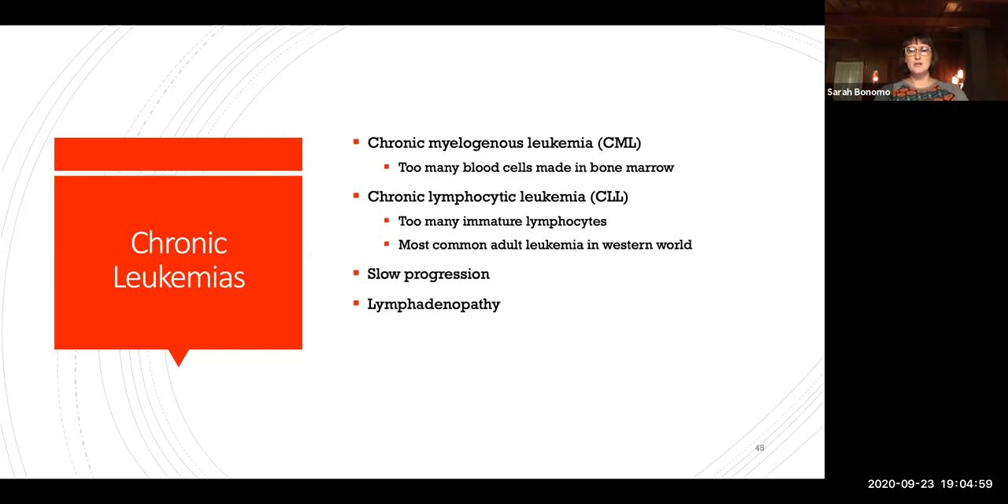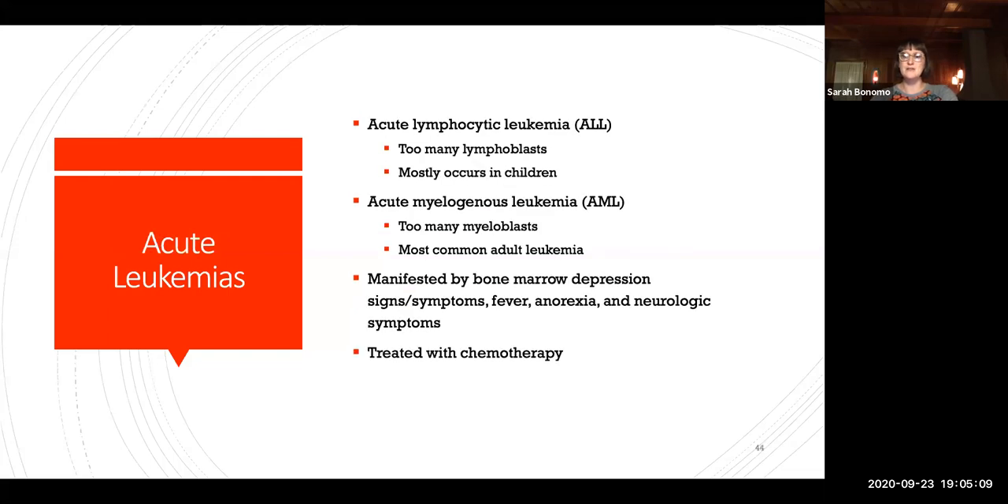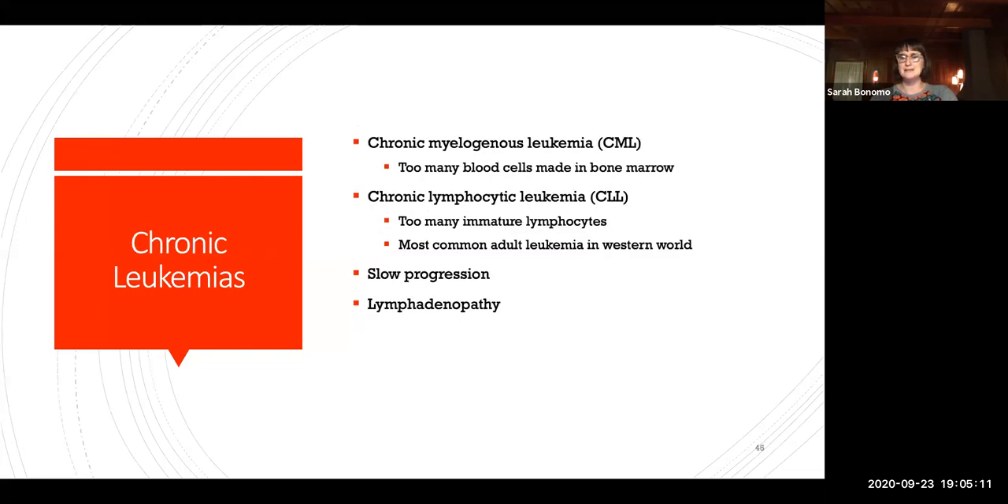The primary one that you would see in practice are patients coming in for flare-ups of CML, but the same differentiation. So it's either a problem with the lymphoblasts or a problem with the myeloblasts. So CML is chronic myelogenous leukemia, and CLL is chronic lymphocytic leukemia. CLL is the most common adult leukemia in the world.